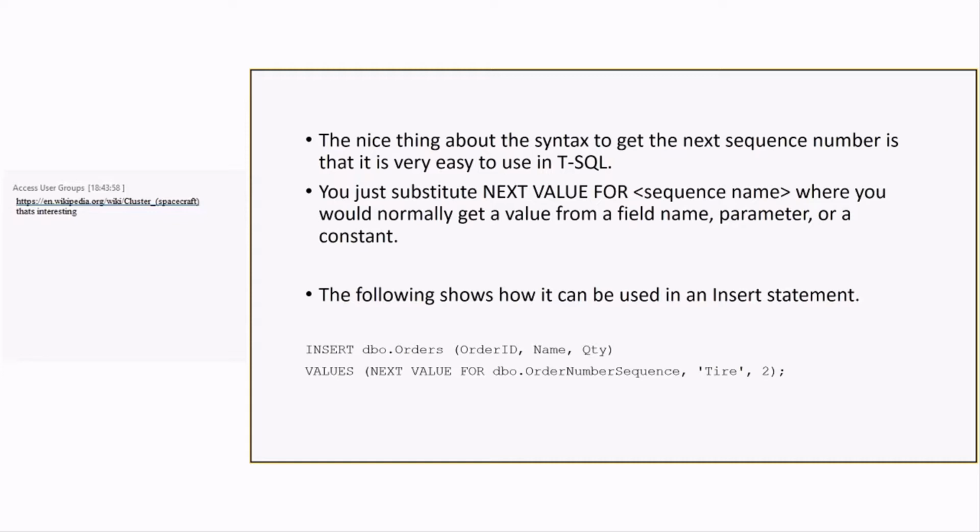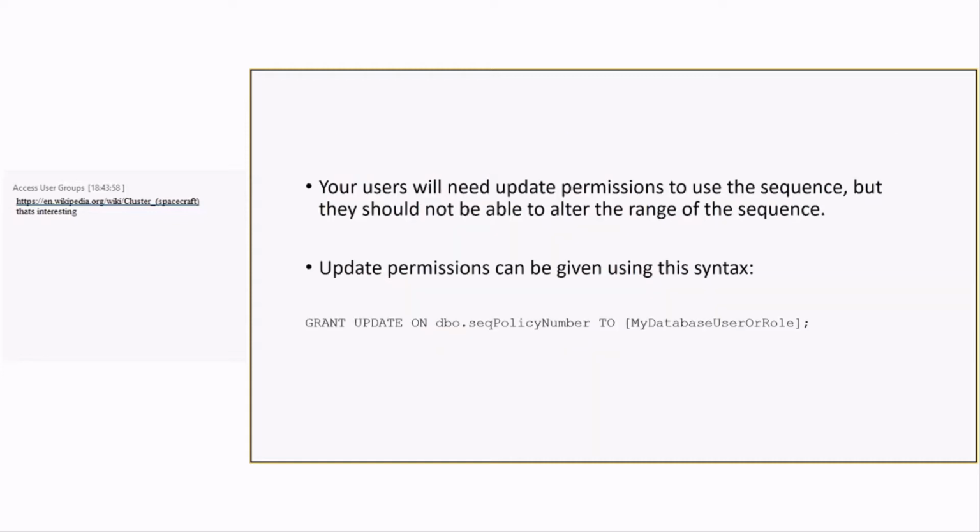Now, your users will need update permissions to use the sequence, to get the next number out of the sequence. But they should not be able to alter the range of the sequence. So we want to give them update permissions, but not alter permissions, but only alter permissions under certain circumstances, which you will see. So update permissions can be given using this syntax.